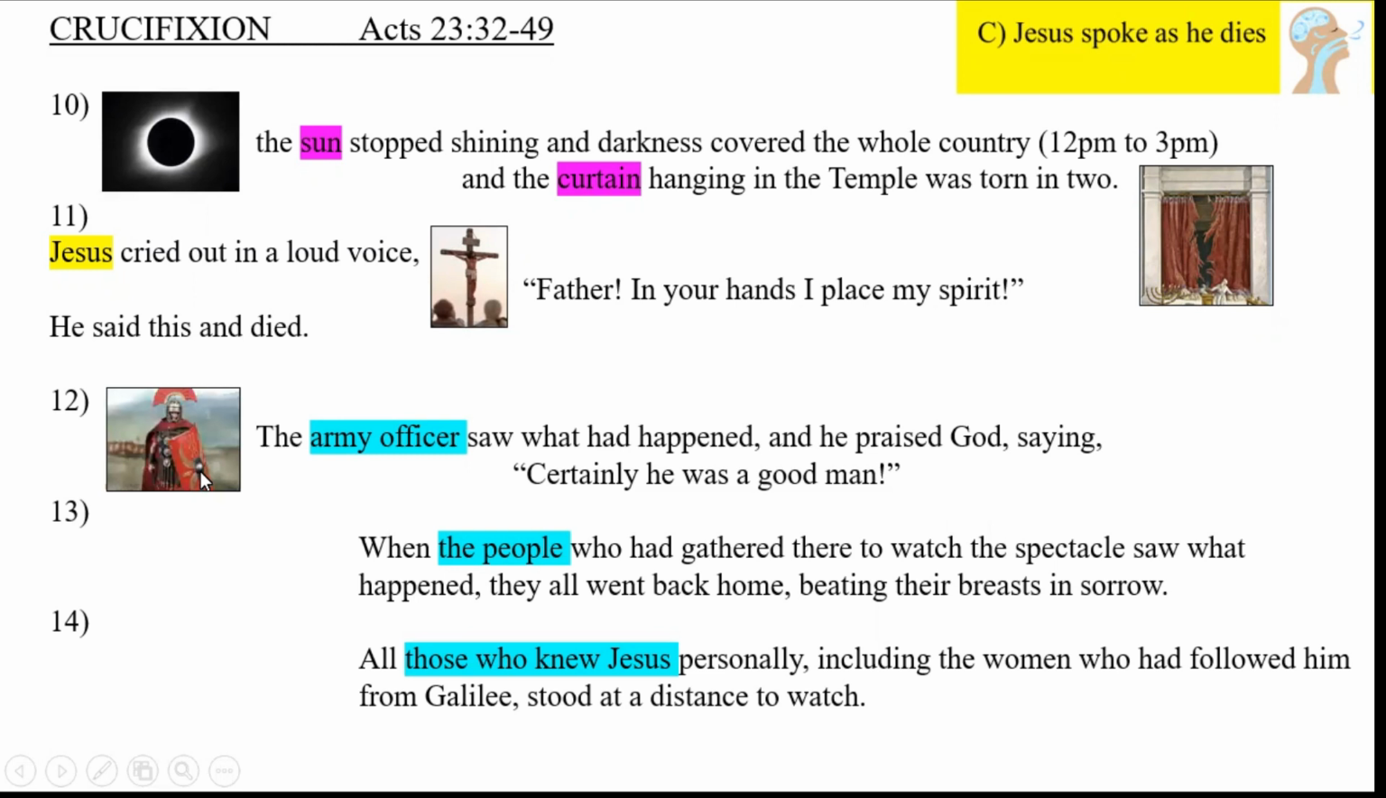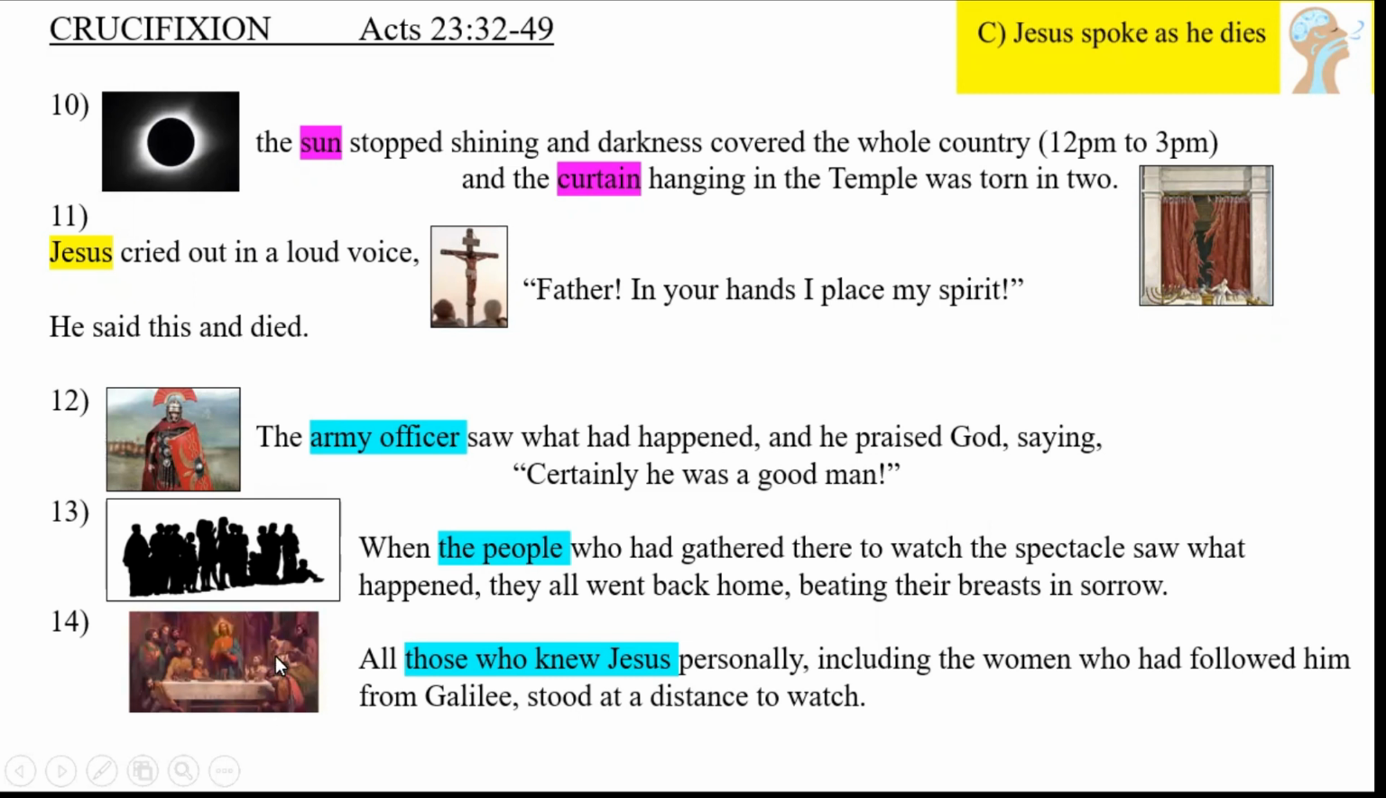Firstly, the army officer. So this is the leader of the soldiers. He saw and he praised God, saying, "Certainly he was a good man." The other one was the crowd. Just now they were watching, but now when they saw this, they went back home beating their breast. Means they are in sorrow, they're in regret. They were watching the spectacle, but now they saw what happened and they were going home in sorrow.